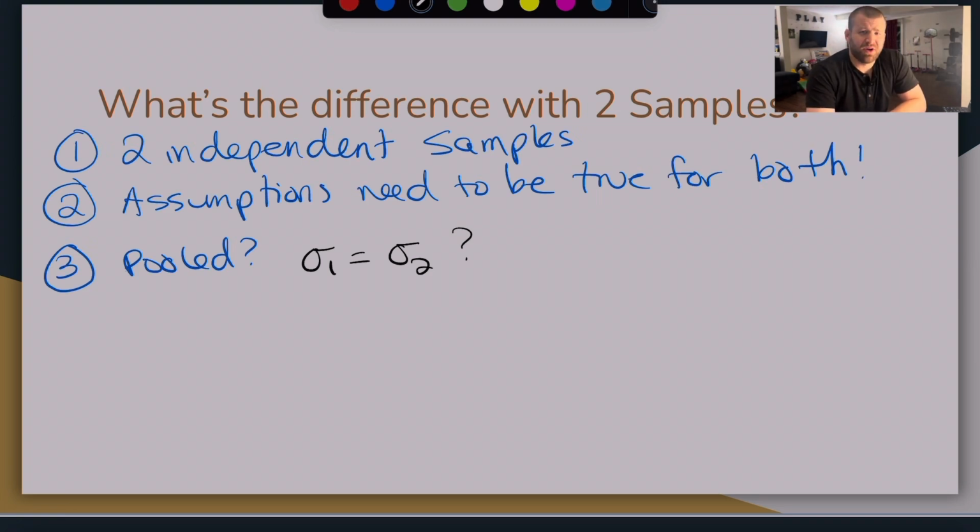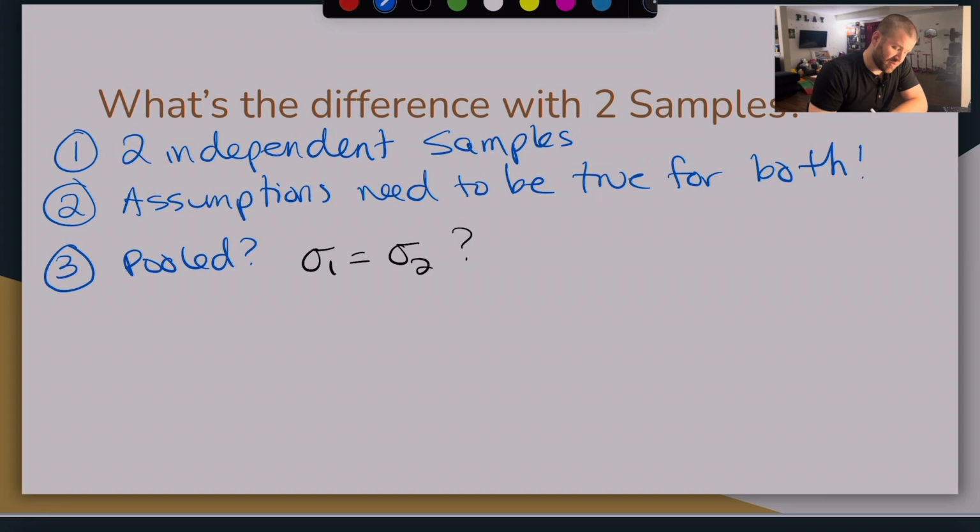And again, very similarly to confidence intervals, this is something where you will be told in the problem whether or not this is a reasonable assumption. It's not something that you're going to have to read the context and try and figure out on your own, because it's one of those things where you can make an argument either way. And so that is the biggest difference here.